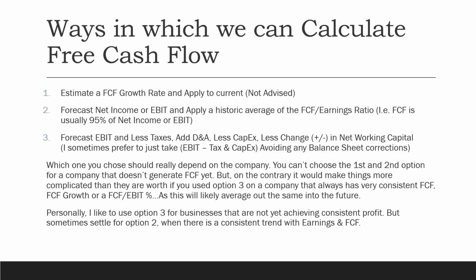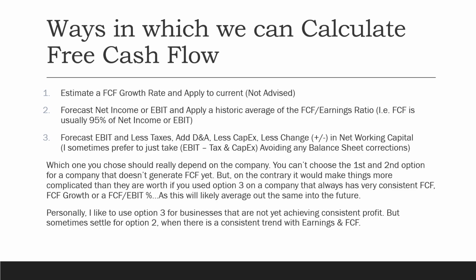And then the third, which is forecast EBIT, and then less taxes, add back depreciation and amortization, less capex, less the change in net working capital. But sometimes you can simplify this by just taking EBIT, deducting tax and capex, and then you avoid the balance sheet corrections altogether. It may not be as accurate. You have to really have a look at the depreciation and amortization past numbers and changes in net working capital to know if they'll cancel each other out to do this.